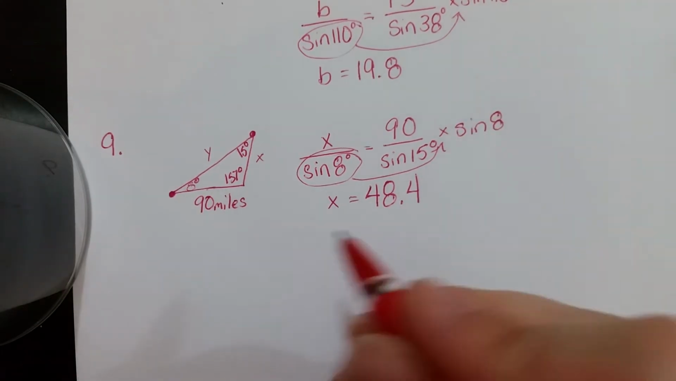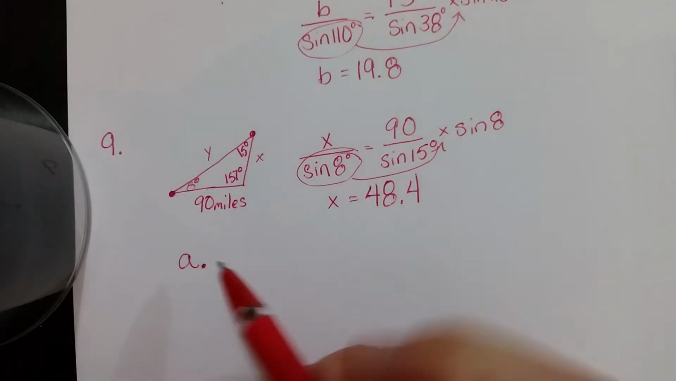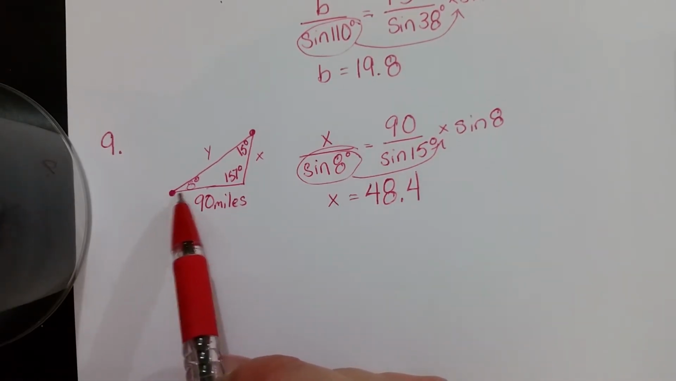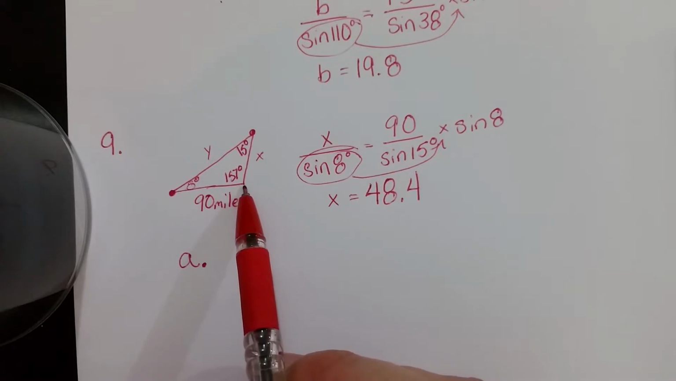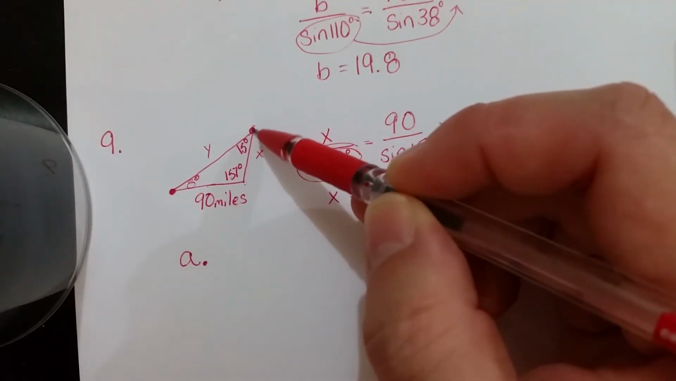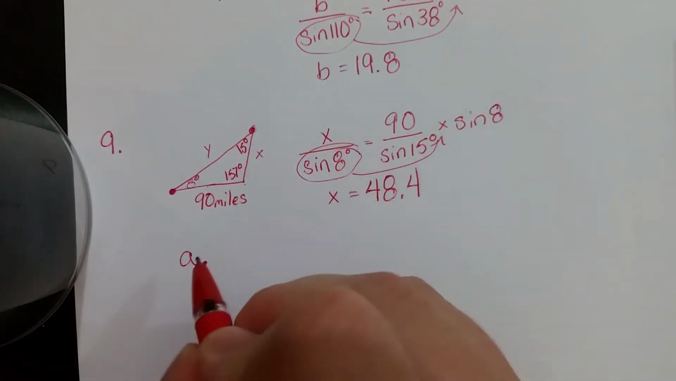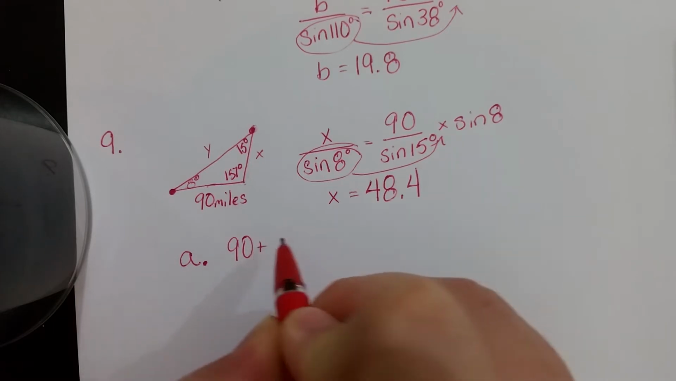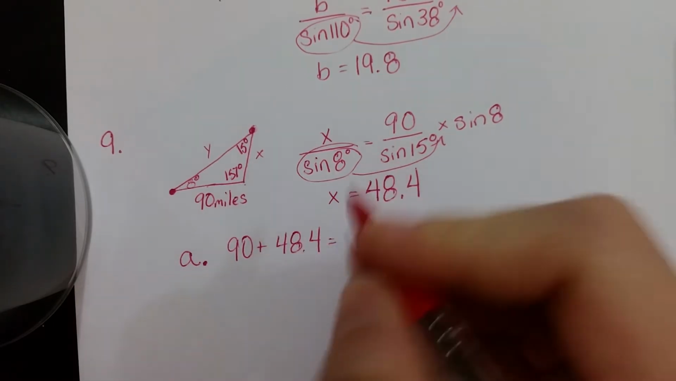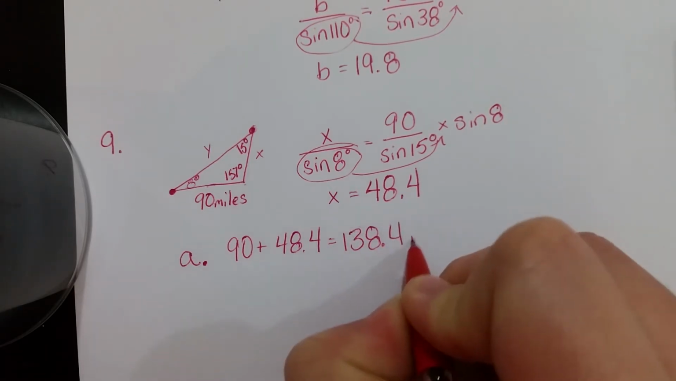And that actually allows me to finish part A. Part A says, what is the total amount that he flew? So remember, he already did 90 miles, and then he also flew this part. But then he stops, because this is the destination. So what basically part A is asking for is 90 plus 48.4. So 138.4 is the final answer, miles.